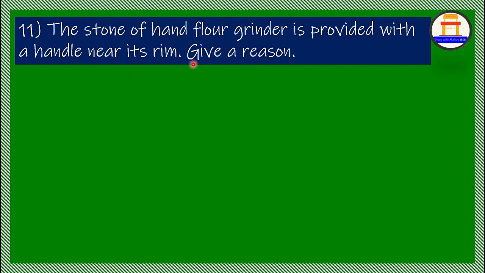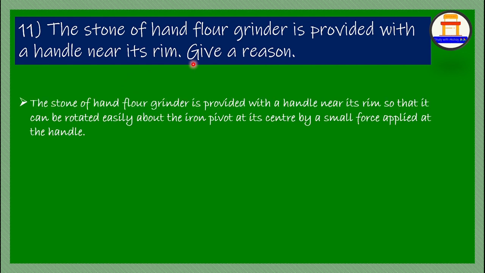For the give reason question, as I told in the previous question as well, write down the question: the stone of a hand floor grinder is provided with a handle near its rim so that it can be rotated easily about its iron pivot, if it is pivoted at the center, by the small force applied at the handle. So basically here it is rotational motion, and this is a give reason question.